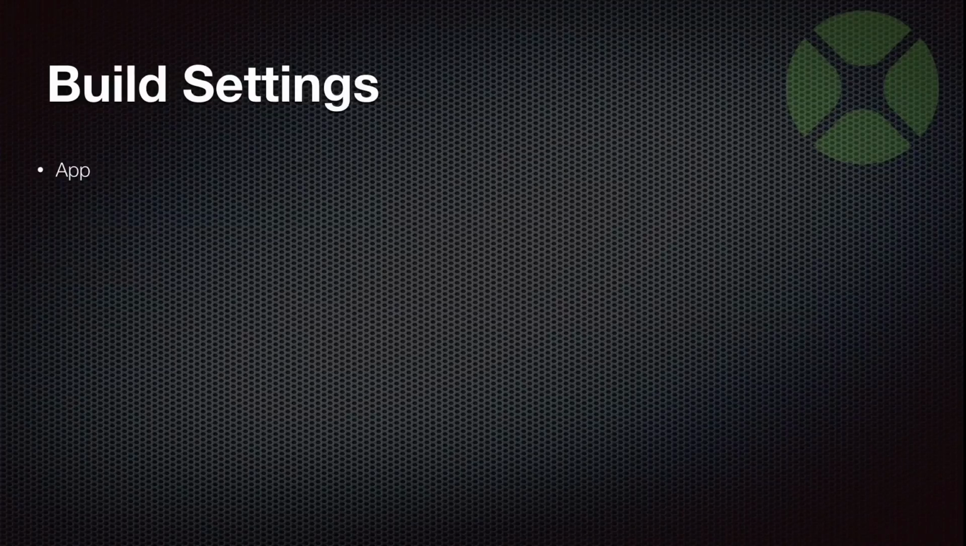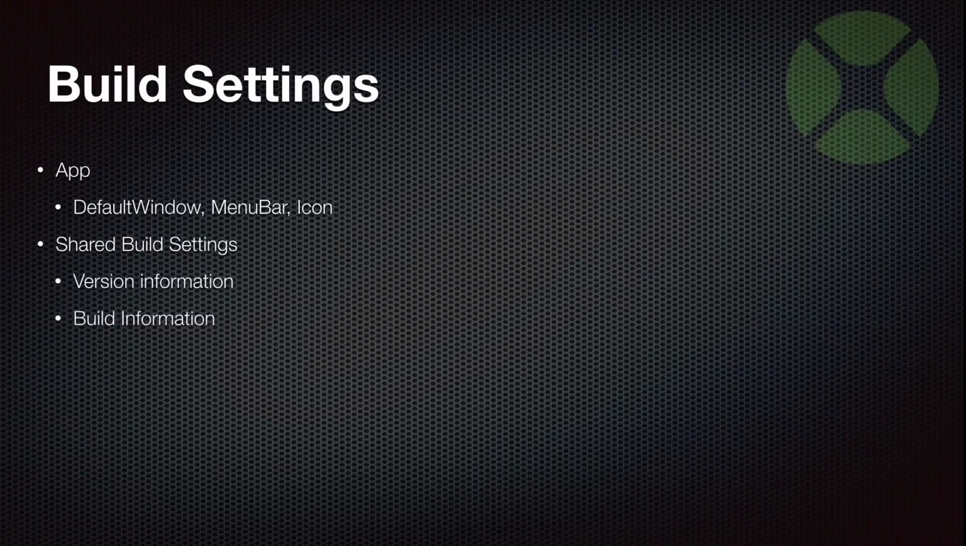So a bit about the build settings that are available for your desktop apps. You click on the app in the library, you'll see that you've got options to specify the default window that opens when the app starts, the default menu bar, and its app icon. There's also shared build settings that kind of apply to the app as a whole. And this provides version information and build information, all important stuff. You can control the type of optimization that is used when you're building for 64-bit or ARM. And you can also enable high DPI and dark mode support.